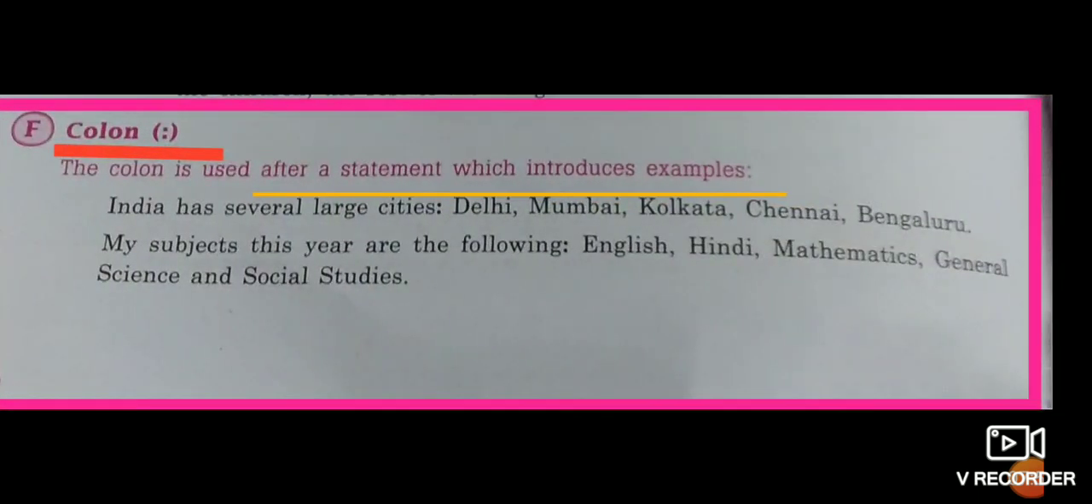Next is colon. The colon is used after a statement which introduces examples. Like India has several large cities. Now we are going to introduce examples of large cities: Delhi, Mumbai, Kolkata. So here we will put a colon after that statement which is going to introduce examples.